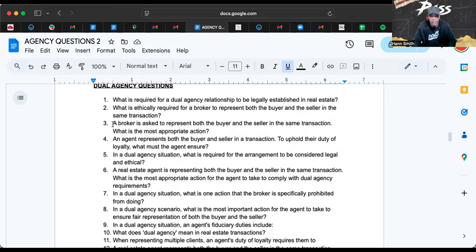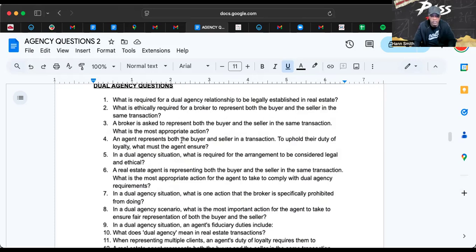Here's another one. A broker is asked to represent both the buyer and seller in the same transaction. What is most appropriate? I'm going to get the consent from both the buyer and the seller. I'm going to get it in writing, and I'm going to disclose that this is the relationship that we're creating. All right, those three questions have the same answer.